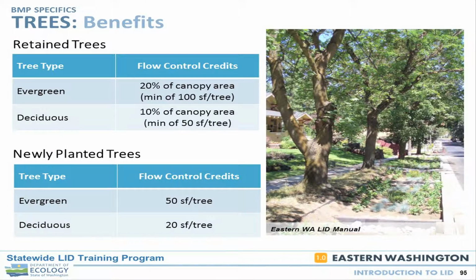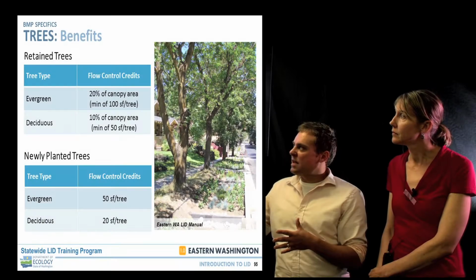And so the idea there is that for an existing or retained tree, you can actually map the canopy area. So you can get credit for 20% of the canopy area for an evergreen tree. It's not a whole lot of credit, but it's just giving some value to what that tree is actually doing in terms of runoff reduction. For a deciduous tree, then it's half of that benefit.